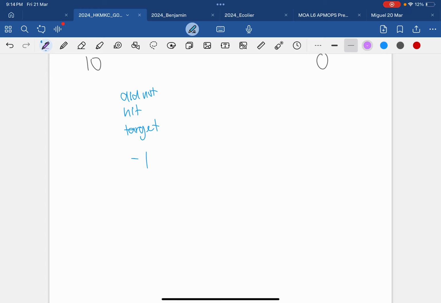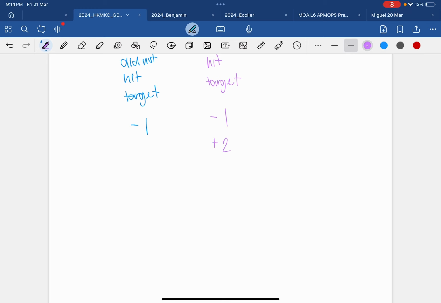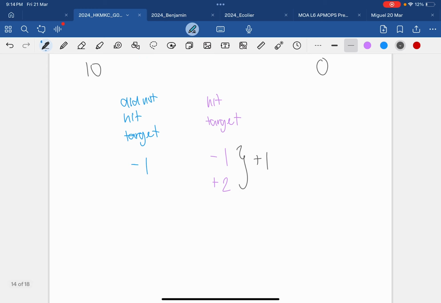Or he could hit the target, right? But for you to hit the target, obviously you have to throw a dart, which means you still lose one dart. But as a reward for hitting the target, you get 2 new darts. So in total, this gives you a +1. So every time you miss the target, the overall effect is you lose 1 dart. Every time you hit the target, the overall effect is you gain 1 dart.